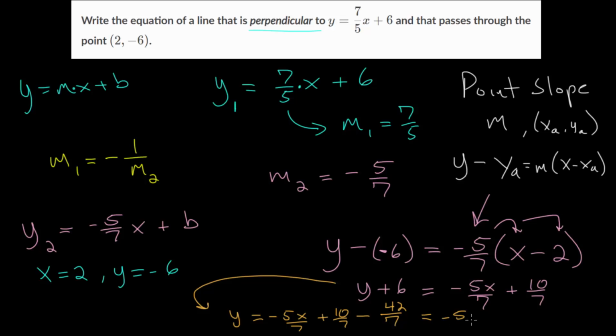So our final equation then would be minus 5x over 7, and 10 minus 42 is minus 32. So we get minus 32 over 7. So this is our missing equation that is perpendicular to the given equation, and it passes through this point.